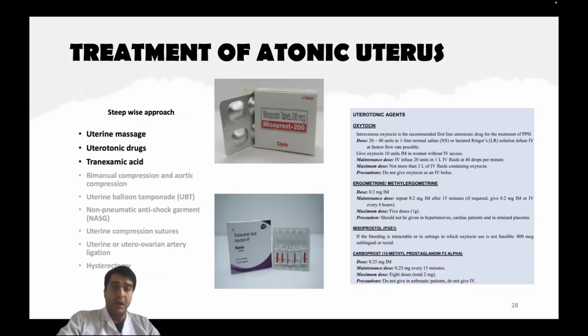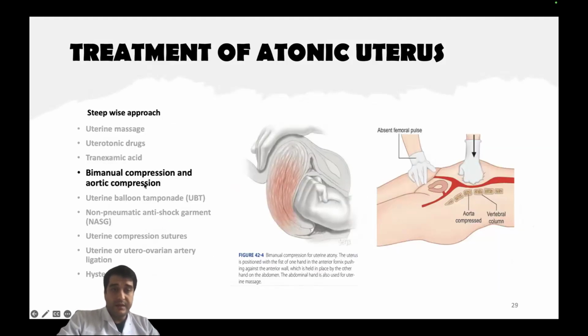Treatment of atonic uterus. We are using oxytocin, ergometrine, misoprostol, or carboprost. In this case, you can see the bimanual compression and aortic compression. For bimanual compression, you will go inside the vagina and compress the uterus between your two hands. And here you can see the aortic compression. You will press the aorta between your hand and the vertebra.